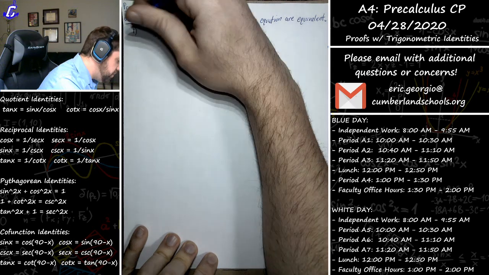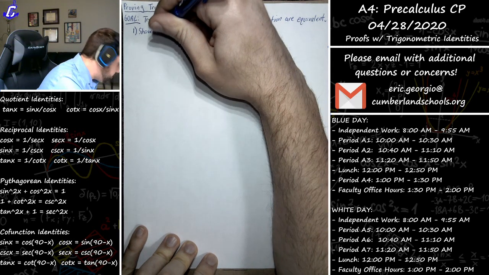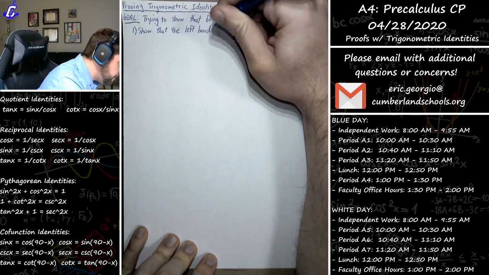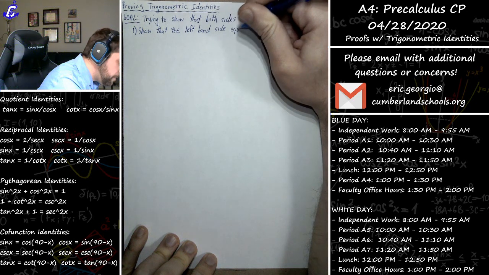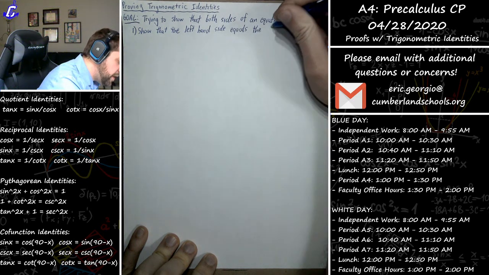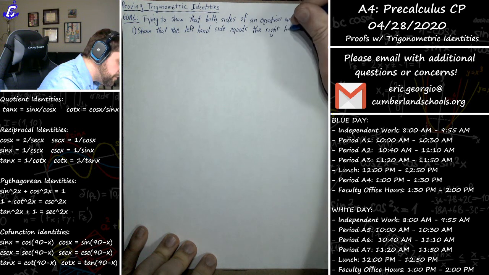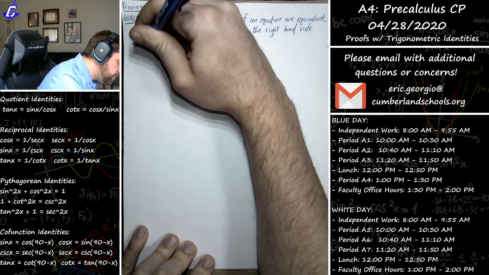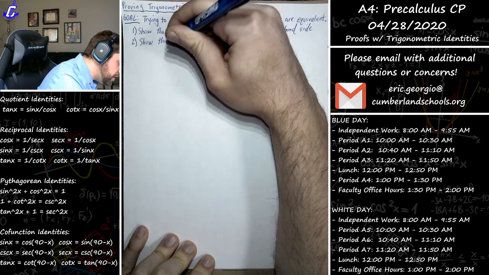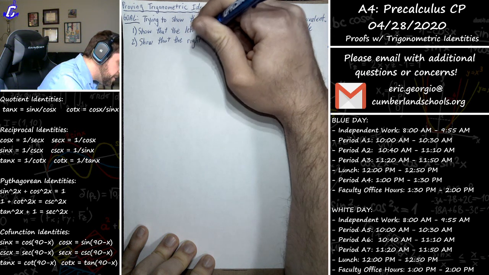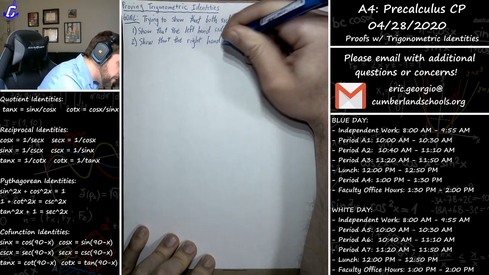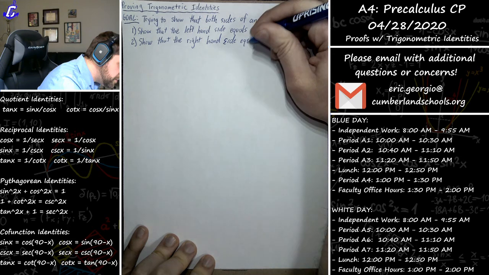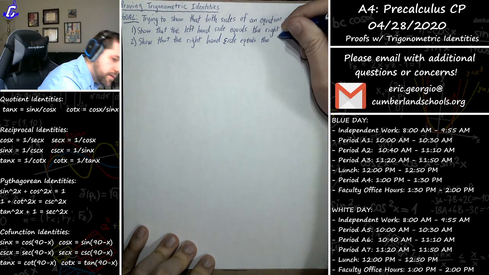You could either show that the left-hand side equals the right-hand side, or I'm sure you could figure out what the other way is. You could also show that the right-hand side equals, it's a sloppy looking S, equals the left-hand side.